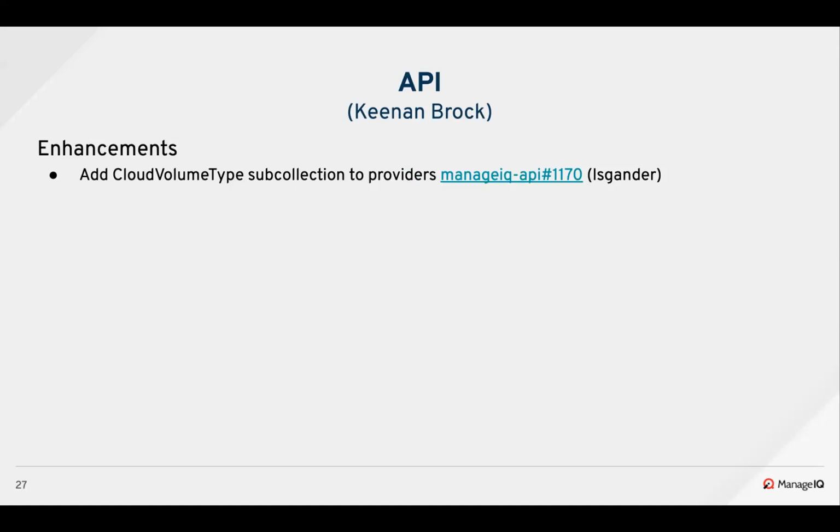Cool. Okay, so big changes for the API. Sorry for the sarcasm. So Iskandar added cloud volume type as a subtype on cloud volumes for providers. I didn't mention Adam had fixed some bugs around supports. I thought that was going to come out in the core, but sorry. Thanks, Adam. You probably fixed a bug that I introduced.